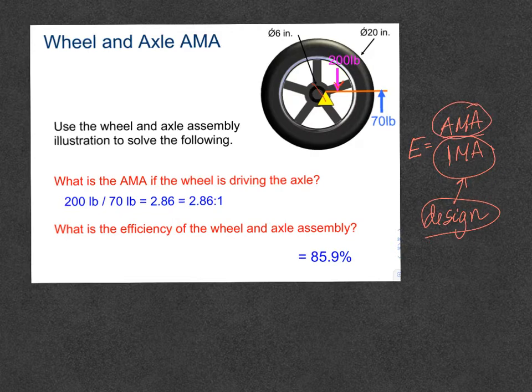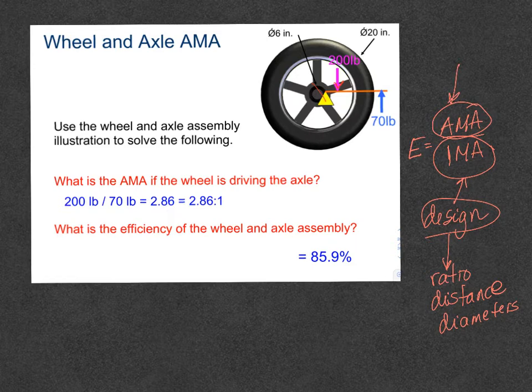Actual, remember, the ideal one is relating the distances and diameters in the case of the wheel and axle. This one is the ratio of the forces. It's called actual because when you have a resistance force in there, you're going to be able to see what is the effort force that you need to move that resistance force. It's the one that you get in real life.